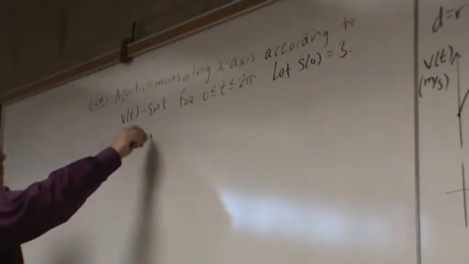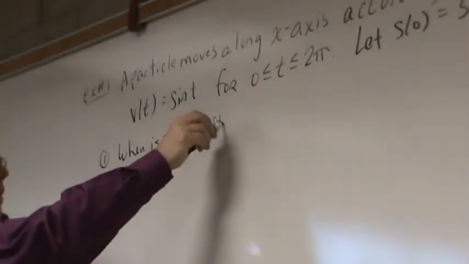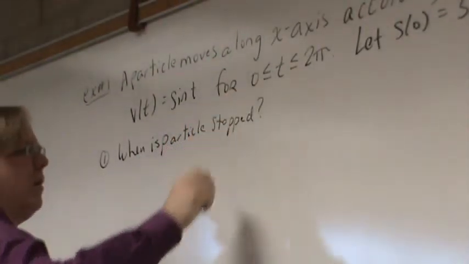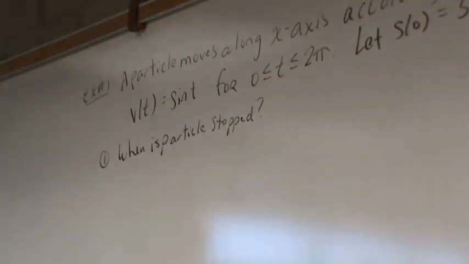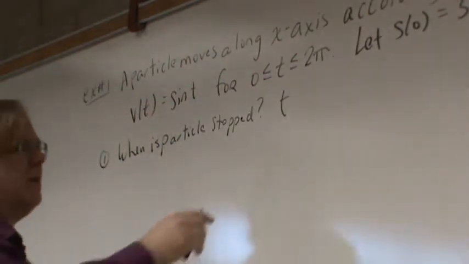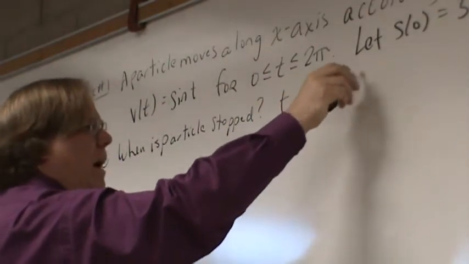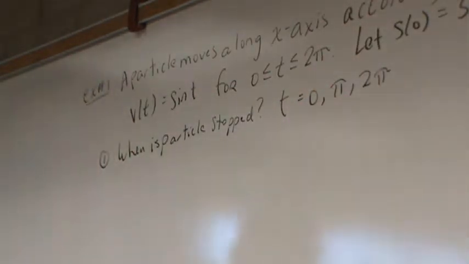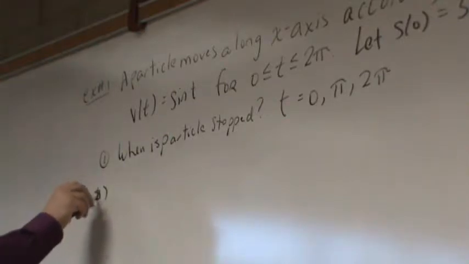When is the particle stopped? You tell me, at what times is this particle stopped? 2 pi. Good, 2 pi. When else? Pi. Good, 0 and pi. So I just want you to get a sense that this is an equation giving us velocity, not position. So time equals 0, pi, and 2 pi. My particle is momentarily at rest. Great. Let's do number 2.